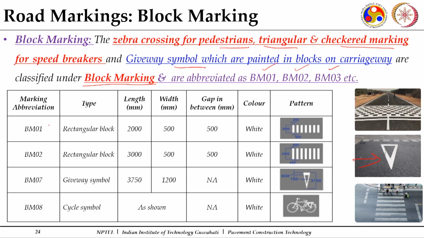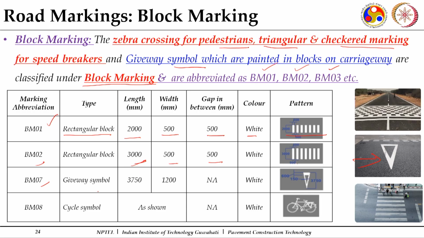What abbreviation, say BM01, so this is block marking 01. What type of it is, a rectangular block, the length of it, the width of it, the gap in between, color white, and this is what it shows. So this is a rectangular block marking pattern which has been mentioned. Similarly, another one where you can see this is the gap, this particular one here the length is more, so this is another pattern.